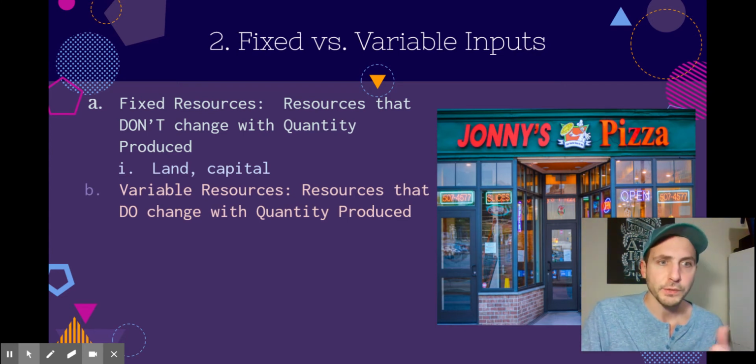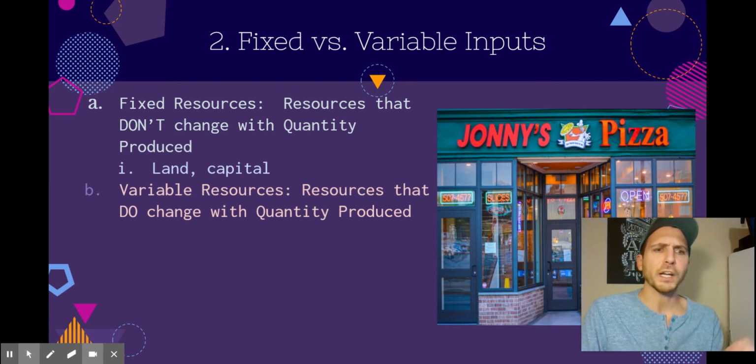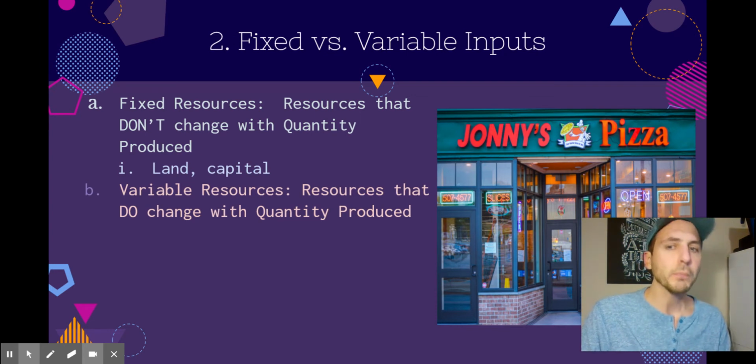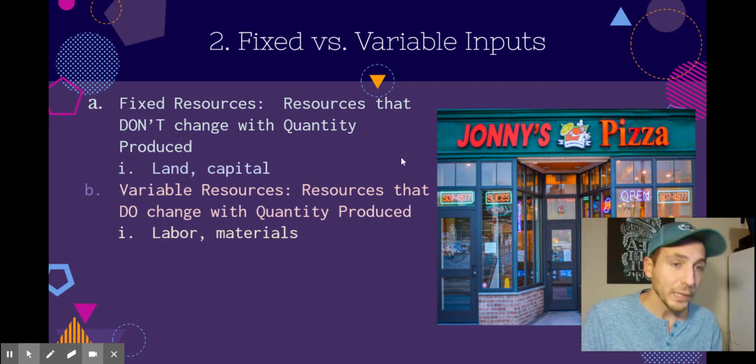Think of inputs. If we're talking about pizza, if I'm going to produce more pizza, then I need more pizza dough. I need more pepperonis. I need more mozzarella cheese. I might even need more labor, right? Those are variable inputs. In order to produce more, I have to buy more of those inputs. So labor and materials tend to fall under this category.